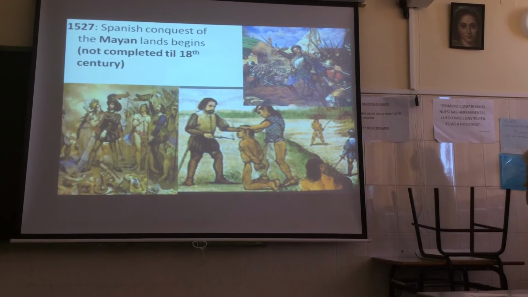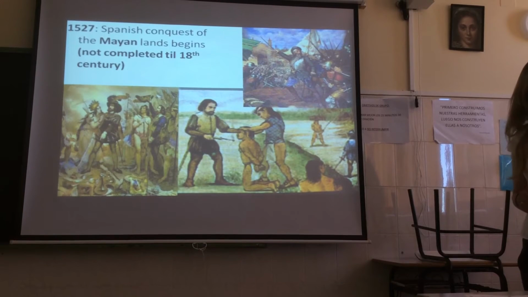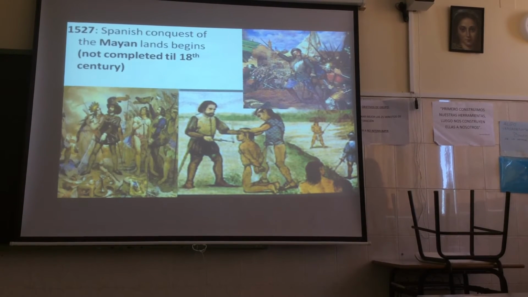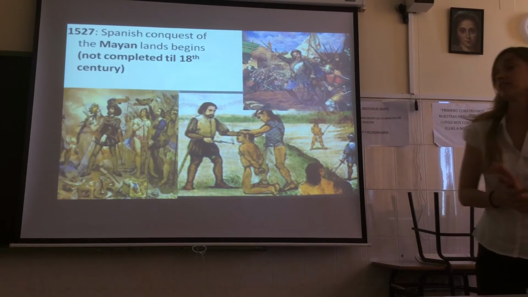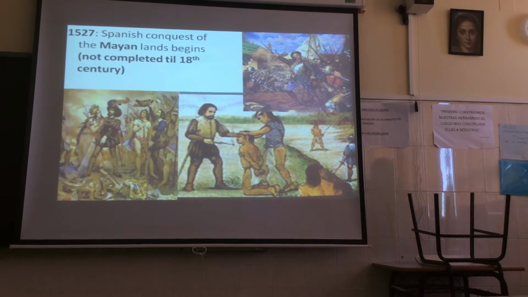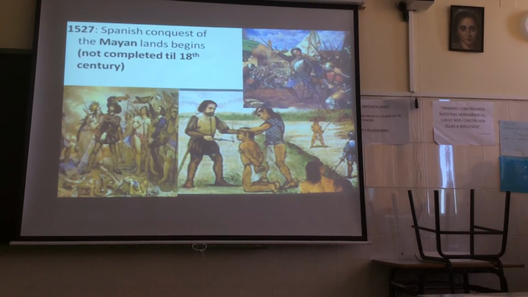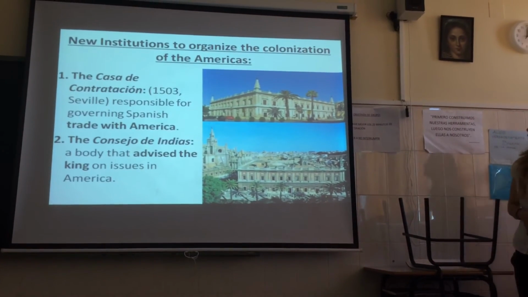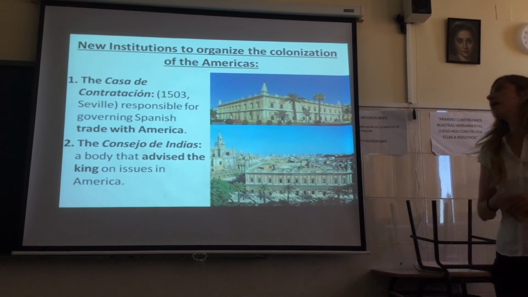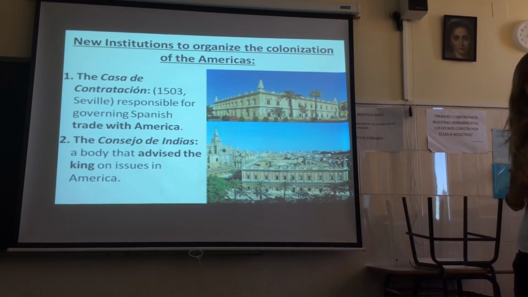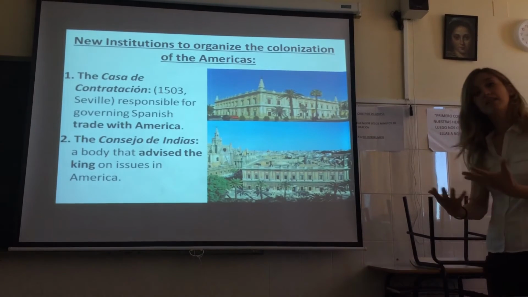The Spanish conquest of the Mayan lands began in 1527, and this was the slowest one to fall. It didn't actually completely fall until about the 18th century. It was a very bloody conflict there.